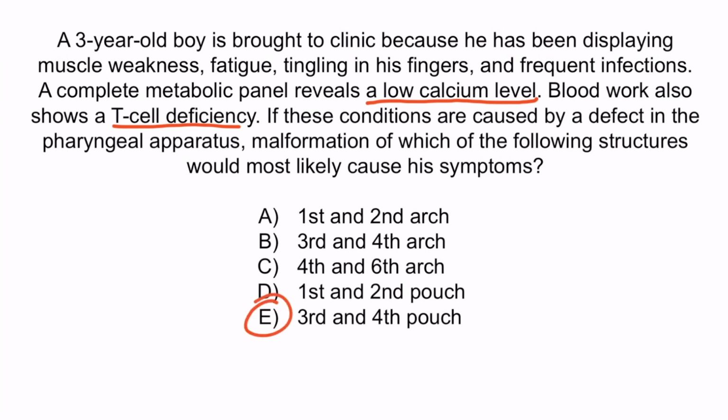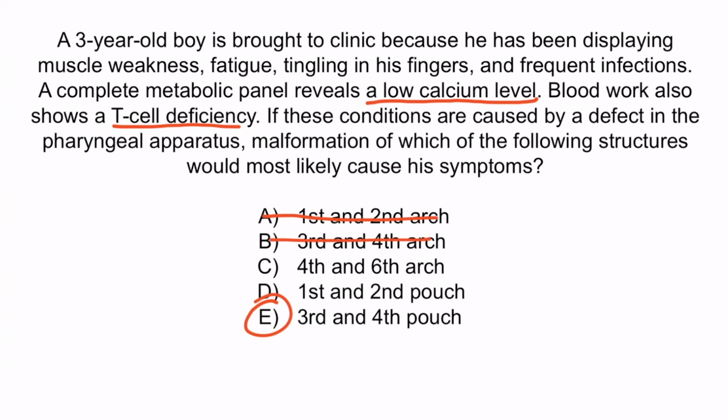answer is E. The first and second arches give rise to a lot of structures in the face, such as the maxillary artery, the muscles of mastication, and the muscles of facial expression. However, defects in any of these would not lead to hypocalcemia or a T-cell deficiency, so A is incorrect. The third and fourth arches give rise to many structures such as the stylopharyngeus muscle and the pharyngeal and laryngeal musculature. Again, defects in any of these would not lead to hypocalcemia or a T-cell deficiency, so B is incorrect.